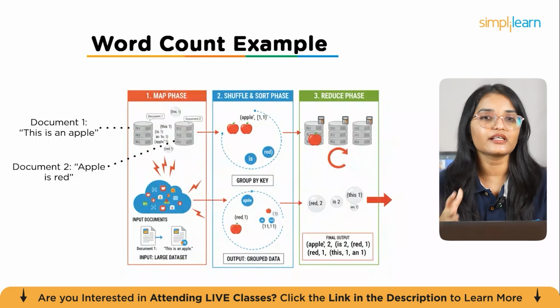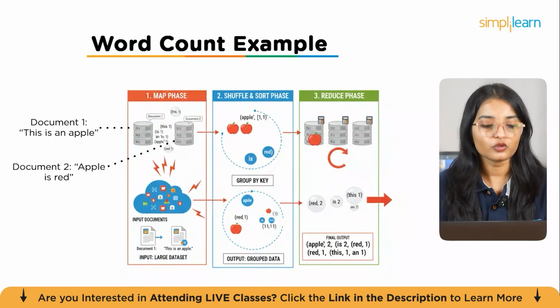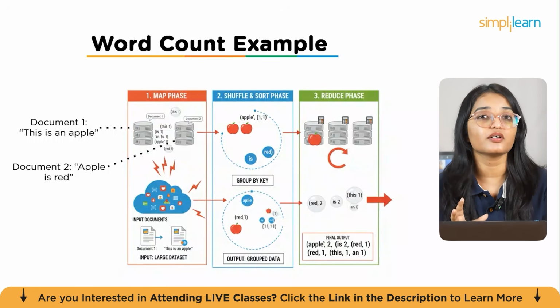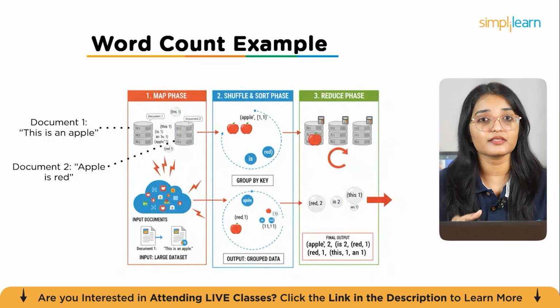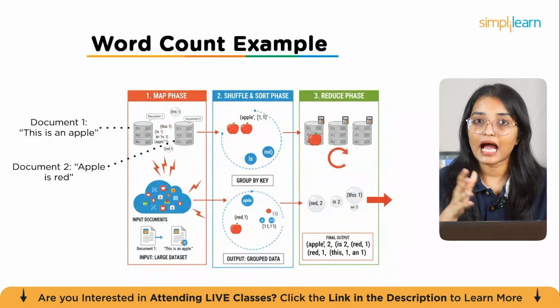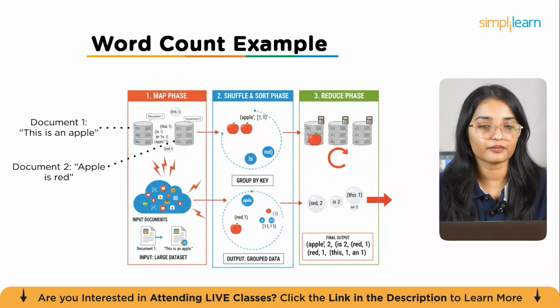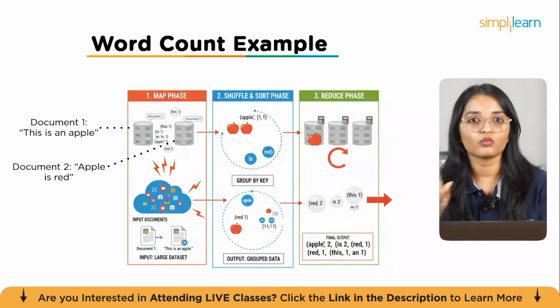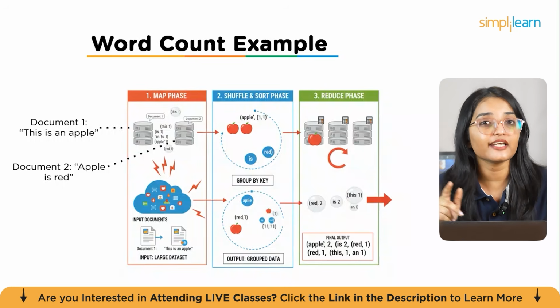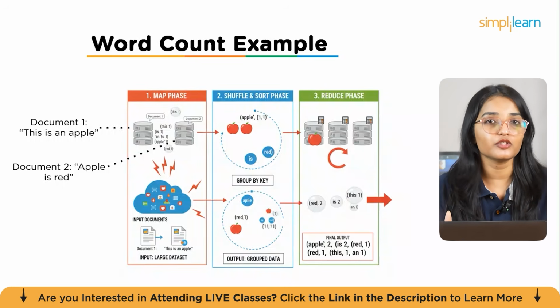So this is the word count example. Here we've got 2 documents. Document 1: this is an apple. The second document: apple is red. Let's talk about the map phase. In the map phase, each document is processed, turning words into key value pairs, which is this 1, is 1, an 1, apple 1 for document 1. And then apple 1 key value pair, next is 1, next red 1. This is for document 2.